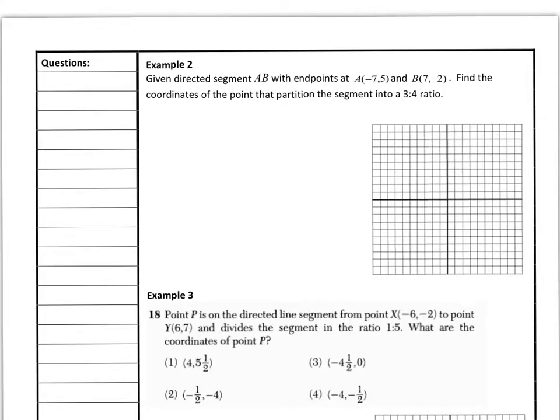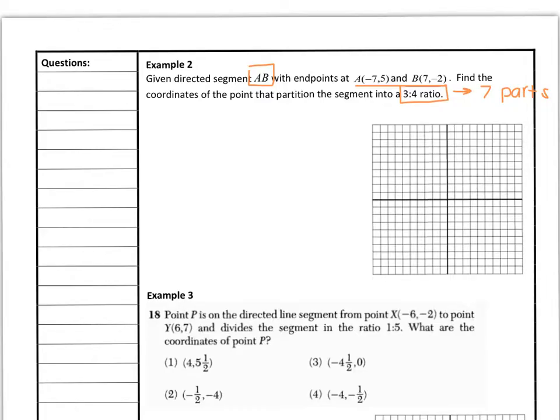Okay, so let's try this example 2. Given directed segment AB, so we're going to go from A to B with our following endpoints. Find the coordinates of the point that partitions the segment into a 3:4 ratio. So again, I'm just going to quickly jot down 7 parts. 3 plus 4 gives me 7. So I'm going to start by graphing them.